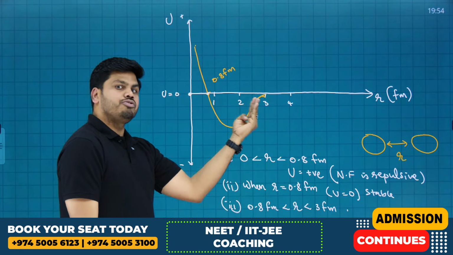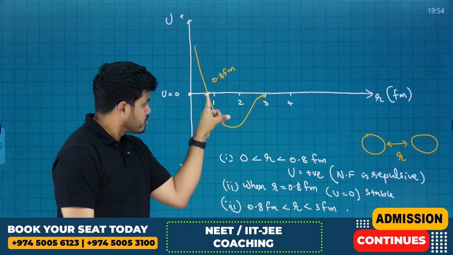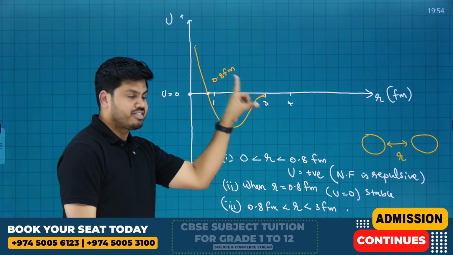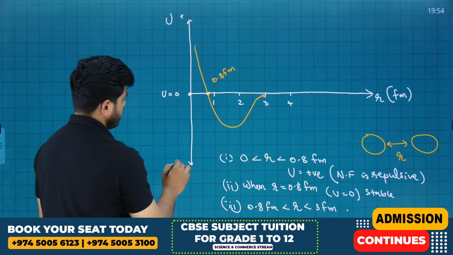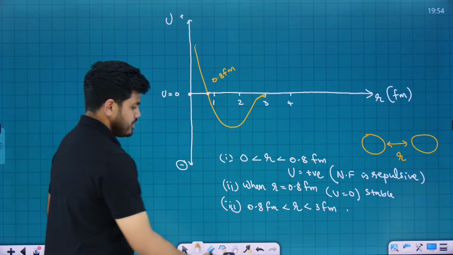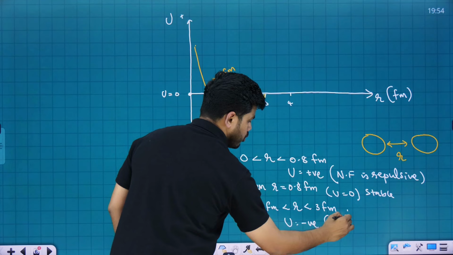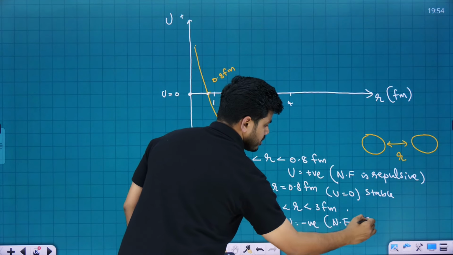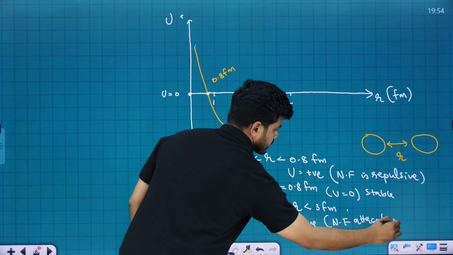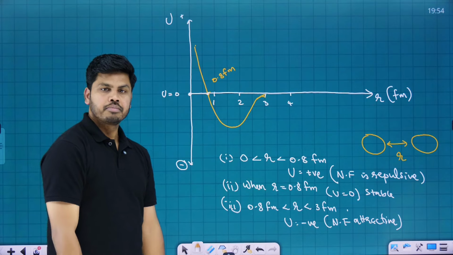If it is less than 3 fm, we have up to this, 0.8 to less than 3 fm. In this range, potential energy is actually negative. See, if the potential energy is negative, what is the nature of the nuclear force? Nuclear force is attractive, right? That is another conclusion you can make.